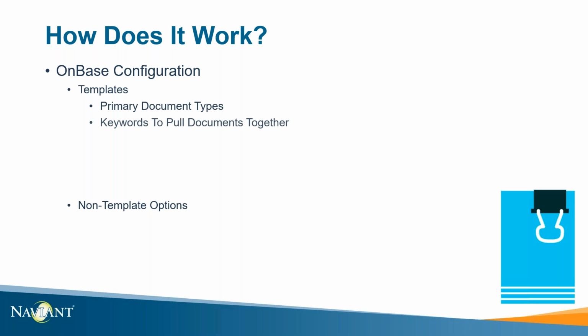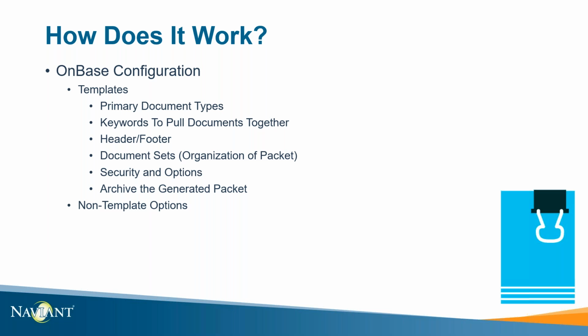So a few more things as we go through this. Going back to the templated piece, there's configuration items for all of these different pieces, and very quickly to talk this through, we have the primary document types. Where can I invoke this packet template from? What are the keywords that are going to pull all of these different documents together? There's options for whether I want to have the system automatically burn a header and a footer on all these pages relating to this entire packet that's going to be created. There's a concept of document sets, and that's effectively that organization of the packet. What documents are included, and what order do I want them to be included?